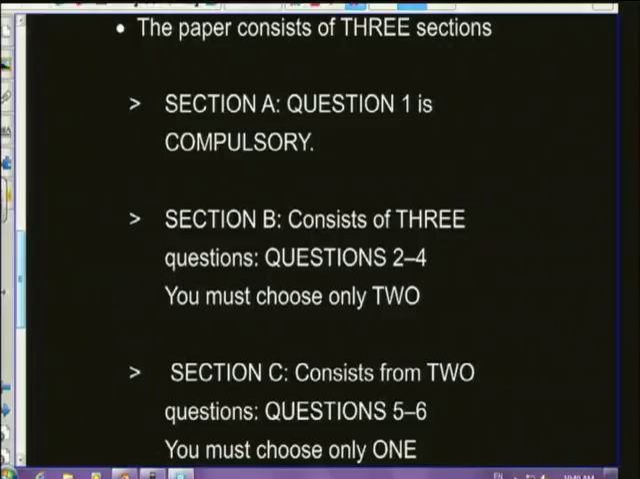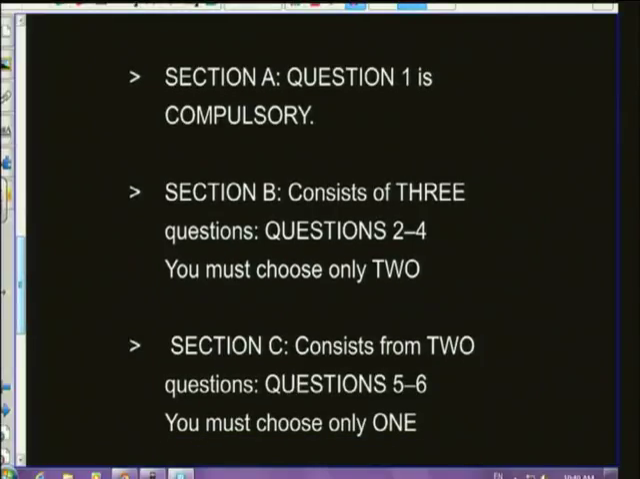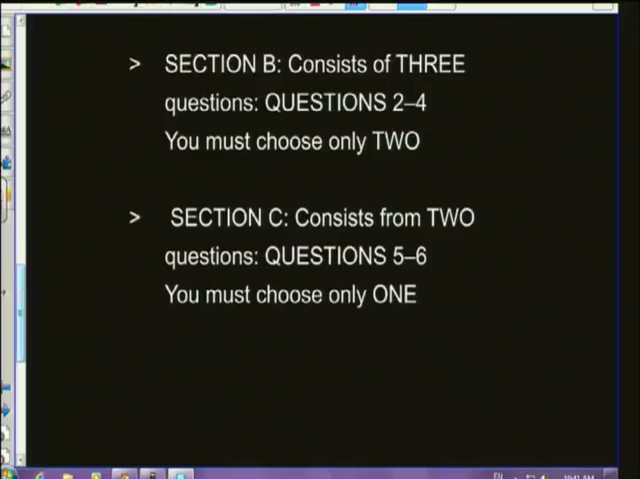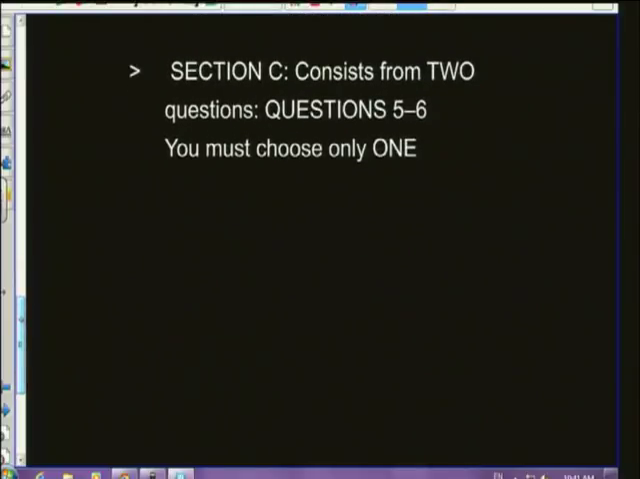As you can see, the question paper is divided into 3 sections. Section A consists of only one question, which is short questions like multiple choice, true and false, match the column type of questions. And then you will have a few options when you go to section B. Section B consists of 3 questions, numbered as question 2 to 4, and from this section you only answer 2 questions. Section C consists of 2 essays, and you choose one of these essays.